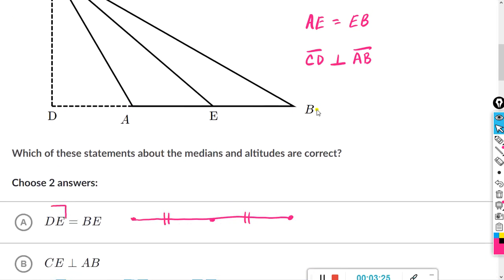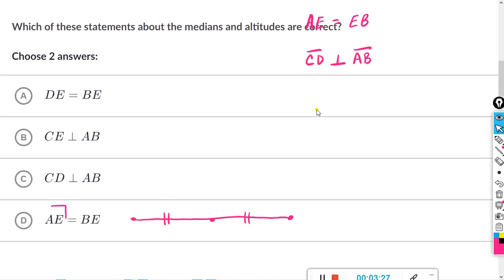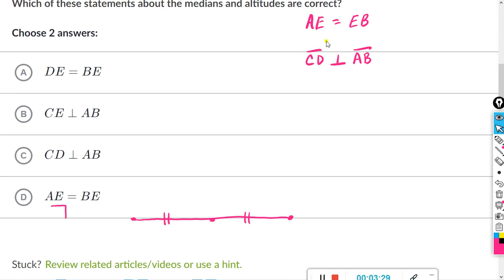Let's check it out. So let's see the equal ones. AE equals EB. Answer D, AE equals BE. That's the same thing. You can reverse the two letters. And for the perpendicular part, CD is perpendicular to AB. That's answer C right there. They really should have put the bar on top for the two letters, but we get the idea. So that's it. It just says two answers.